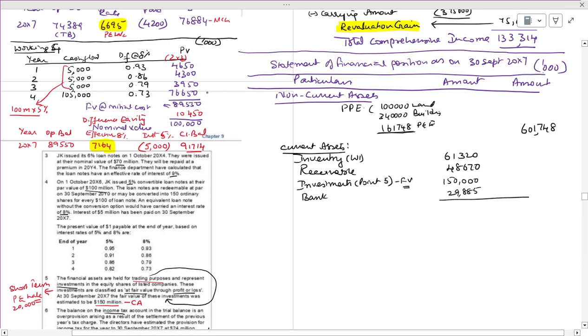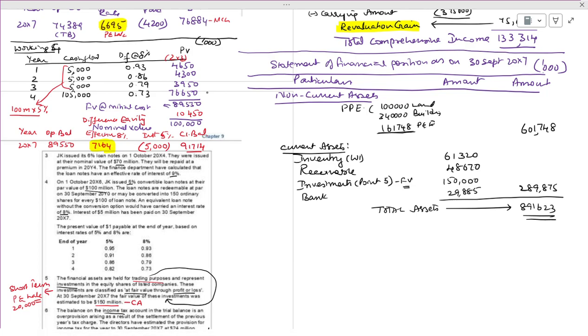Total it, how much will you get? Two eight nine eight seven five. Total of this, how much total assets? 891,623. Is it okay? Yes.